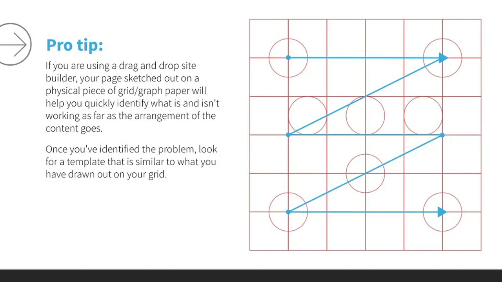And so once you've identified maybe where there's a conflict, you can look for a template that's similar to what you've drawn out on your grid. You can use this or you cannot use this. It's up to you. If this seems way too overwhelming and you don't even want to bother with the grid, that's totally valid. But it is a nice tool to have, and you can use it whether you are using a drag and drop builder, doing it yourself, or even hiring somebody to do this for you, just so you have a nice general idea of how you want something to be laid out.